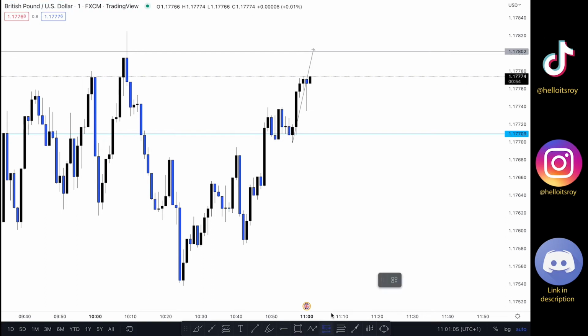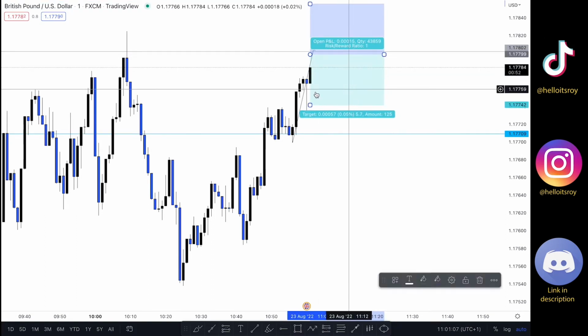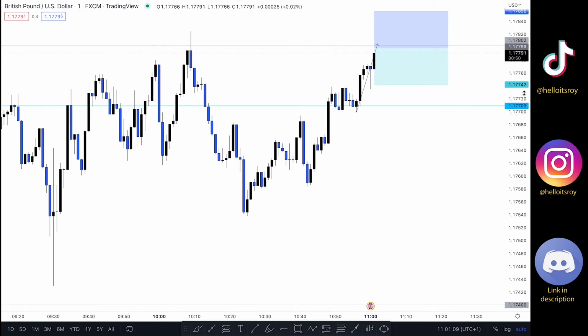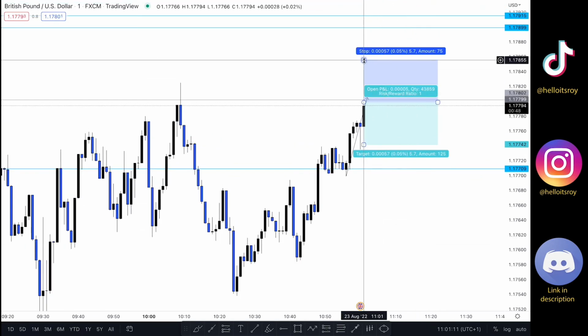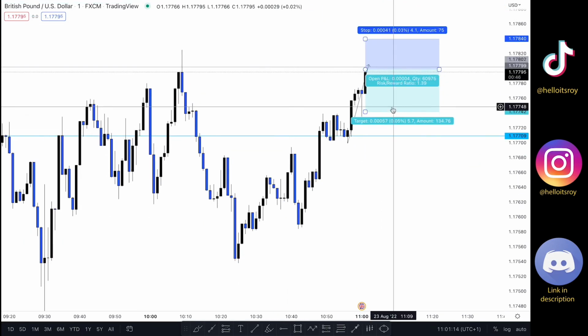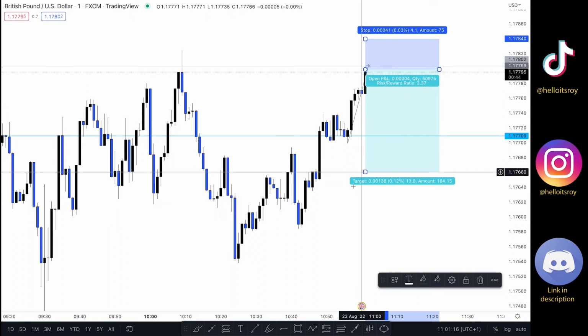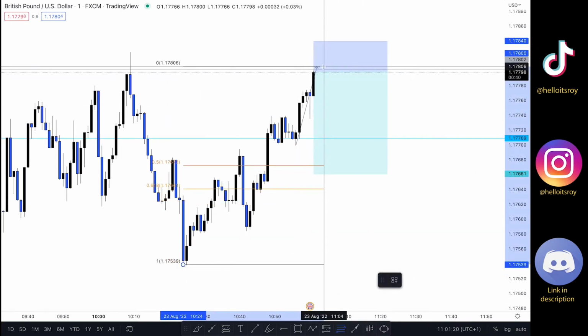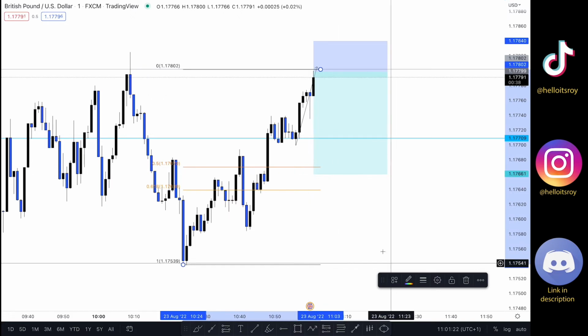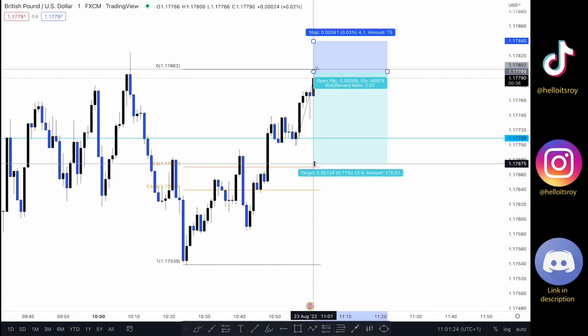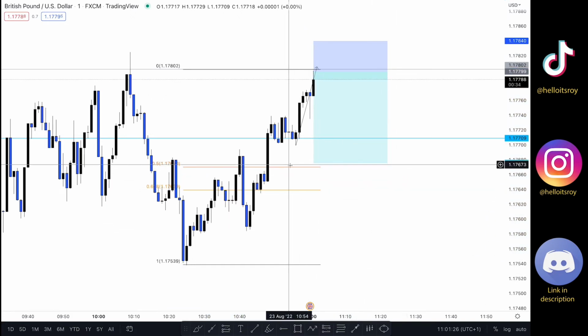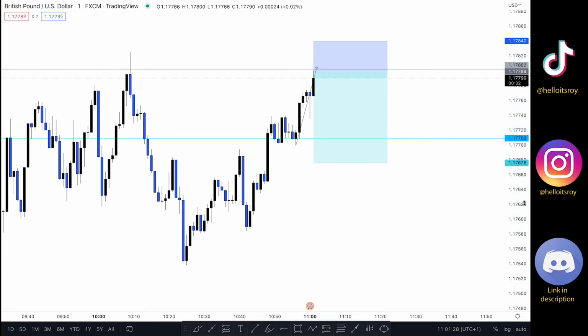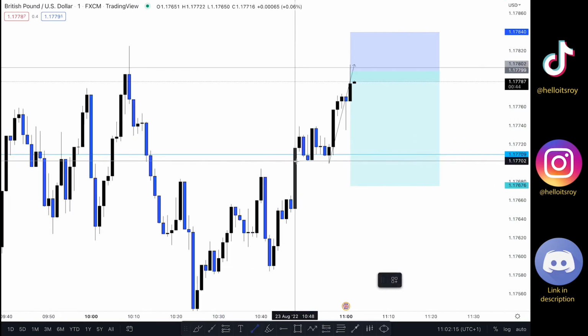So for my first scalp right here, I'm going to be selling around this area, and my stop loss is going to be just above here, and then I'm going to be targeting, let me check, the 50% area of this push right here through to the upside, right there. Then I'm going to be targeting this 1 to 3 right here, and we'll see how that goes, guys. Let's go.